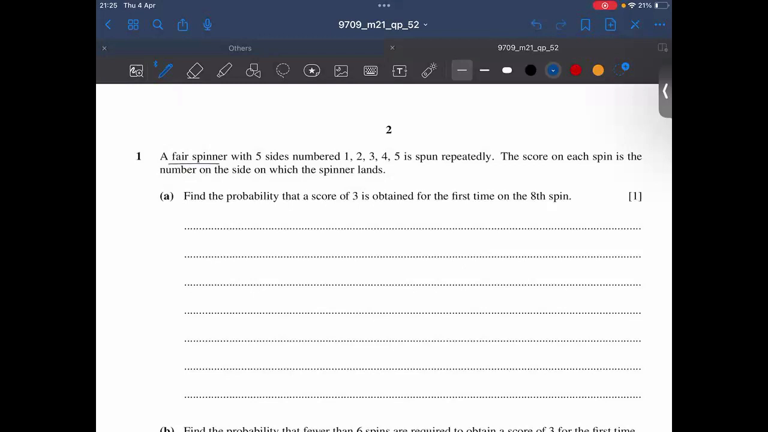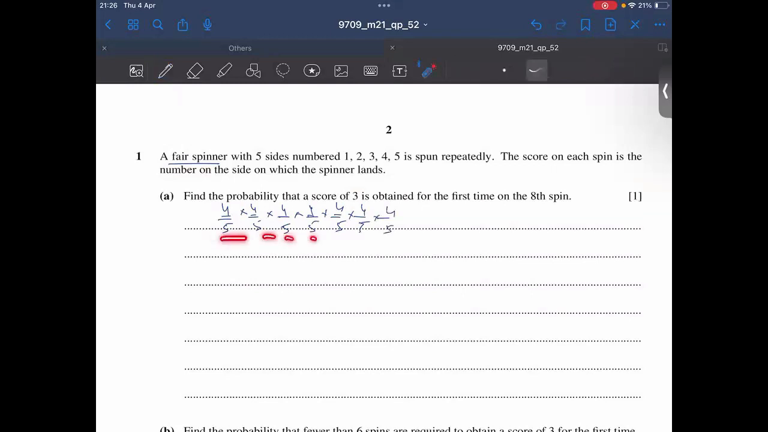it's a fair spinner. That means the probability of getting each of these numbers is equal. That is 1 over 5, 1 over 5, 1 over 5. So now in the first 7 spins, you are not going to get 3. So the probability of not obtaining 3 is going to be 4 over 5 times 4 over 5 times 4 over 5 times 4 over 5 times 4 over 5, times 4 over 5, times 4 over 5. So this is the probability of not obtaining 3.